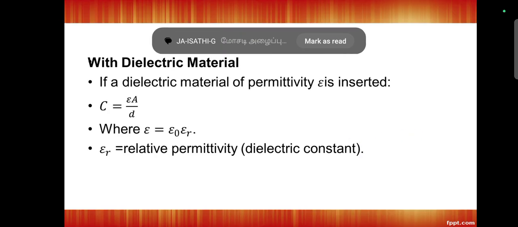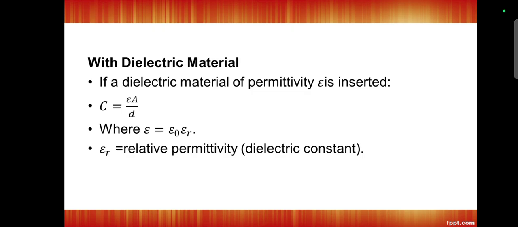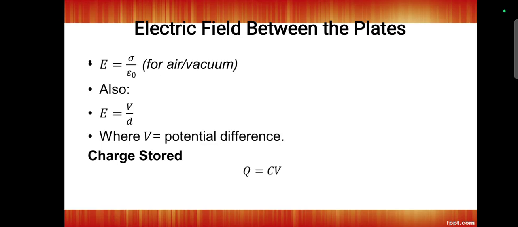And with a dielectric material inserted, the capacitance is noted as C is equal to epsilon A divided by D, where epsilon is equal to epsilon naught epsilon R. And here epsilon R is called the relative permittivity or the dielectric constant.